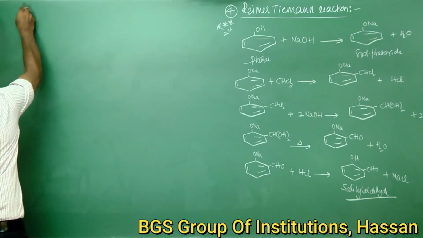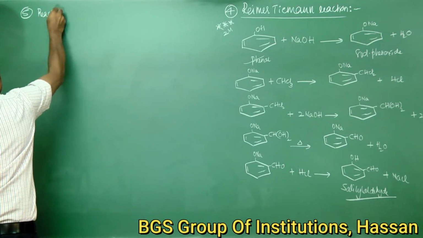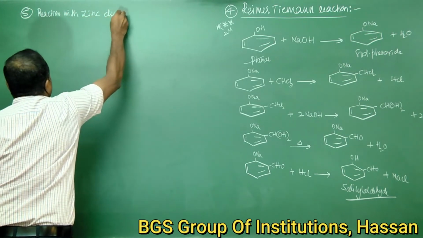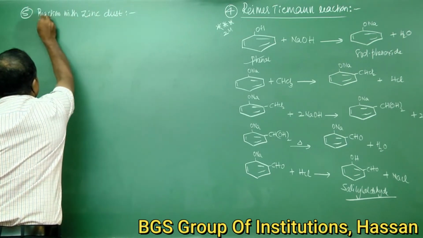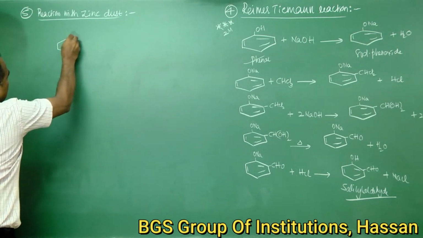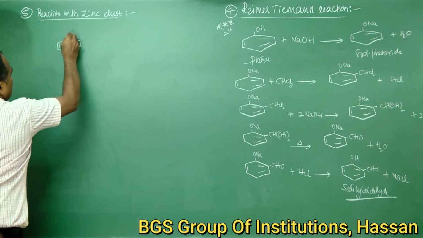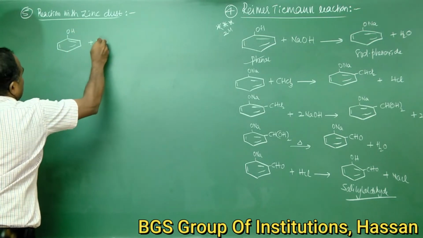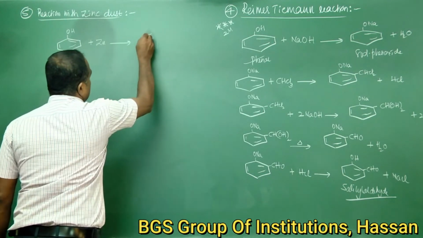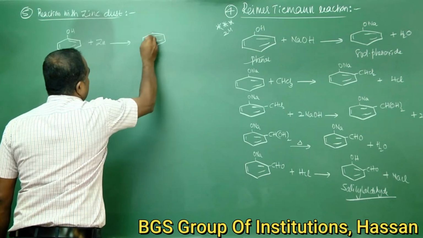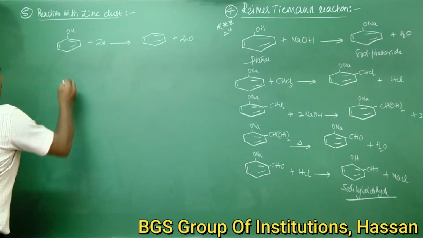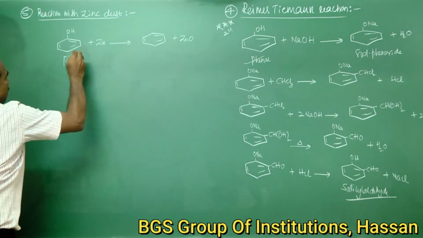Okay. Next reaction, the fifth one, is the reaction with zinc dust. Phenol on heating with zinc dust. Zinc acts as a reducing agent. Reduction reaction takes place, that is addition of hydrogen, to give benzene plus zinc oxide. This is phenol and this one is benzene.